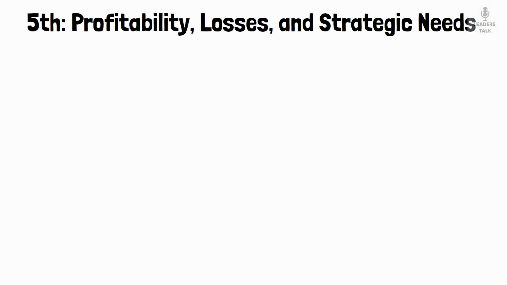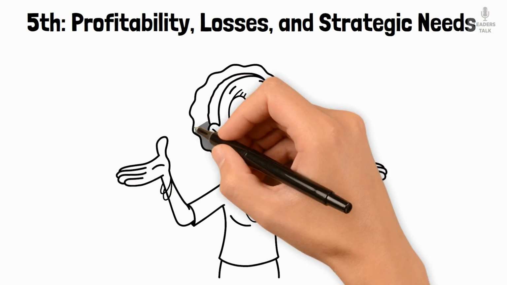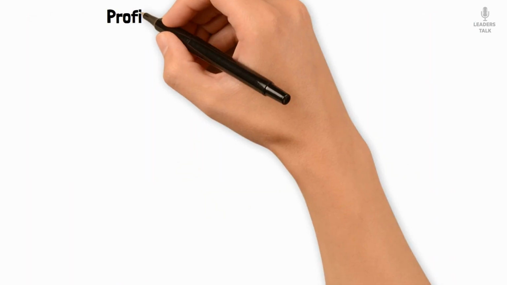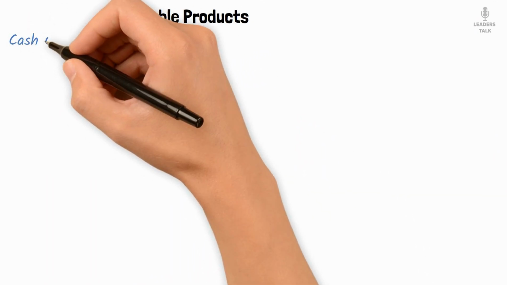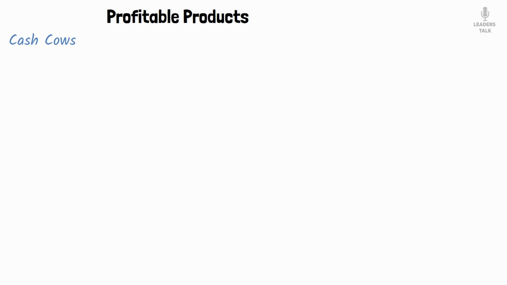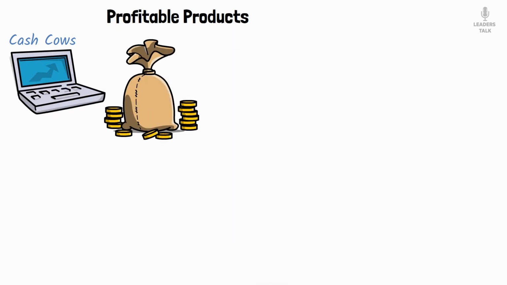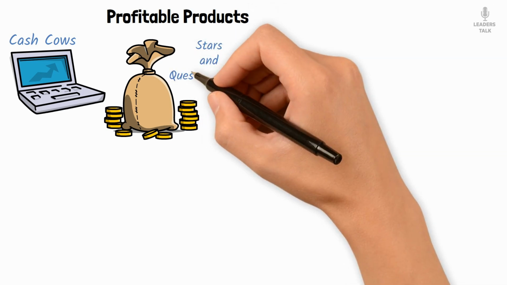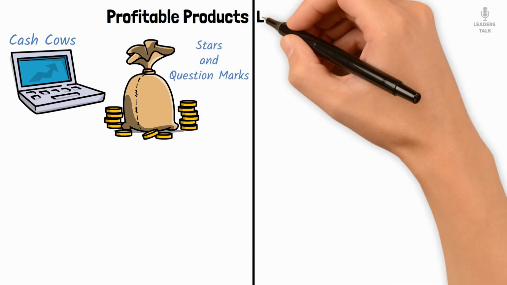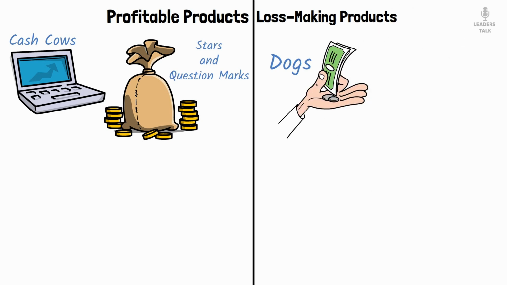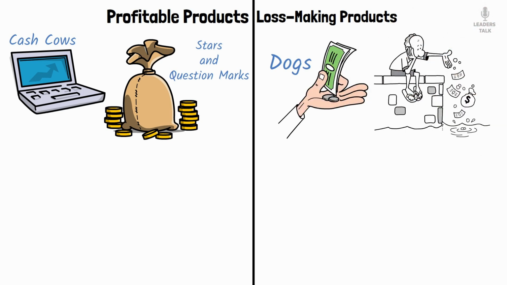Fifth, profitability, losses, and strategic needs. So which products are profitable, which are making losses, and which ones need more work according to the BCG matrix? Profitable products. Cash cows are the most profitable products in a company's portfolio. These products are essential for funding other areas of the business, especially stars and question marks. Loss-making products. Dogs are typically the least profitable products, often making losses or generating minimal cash flow.